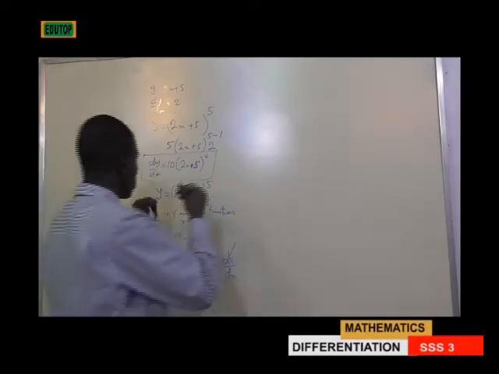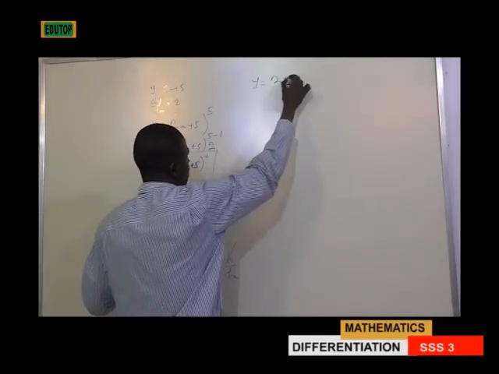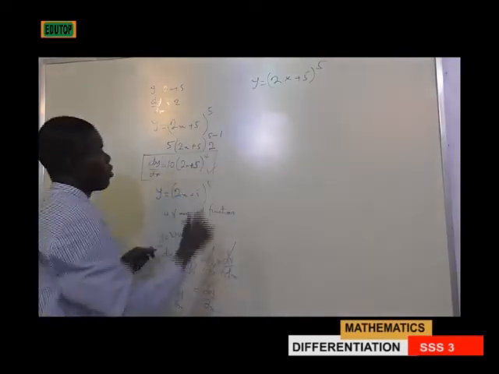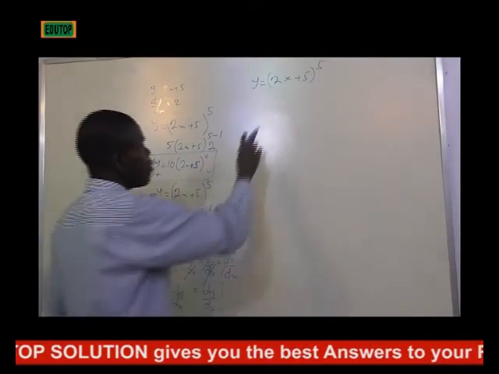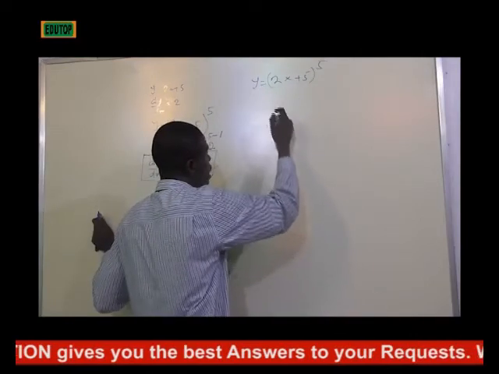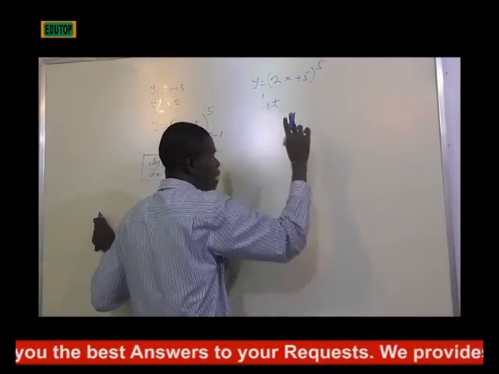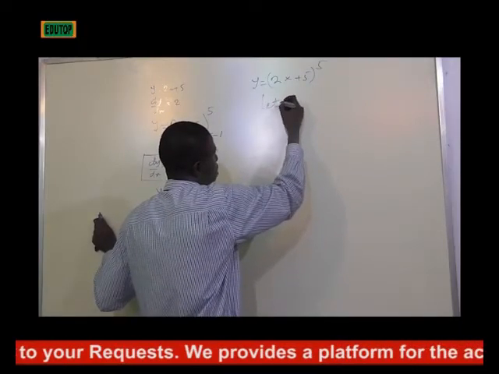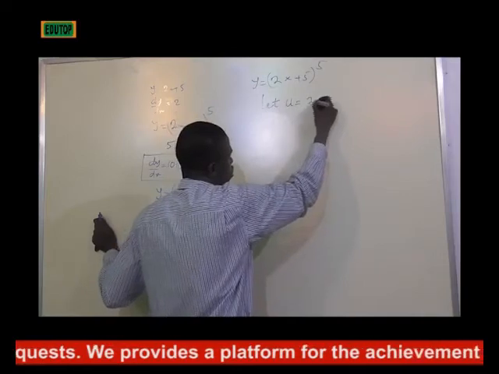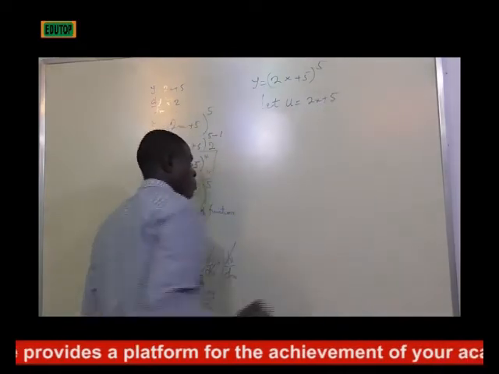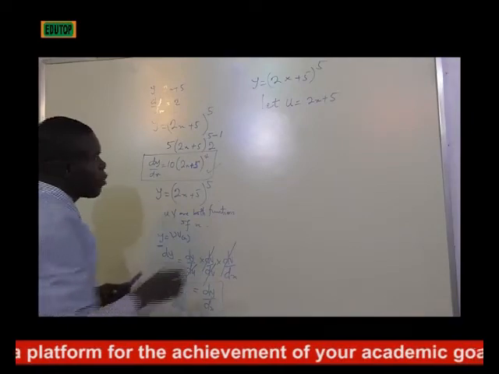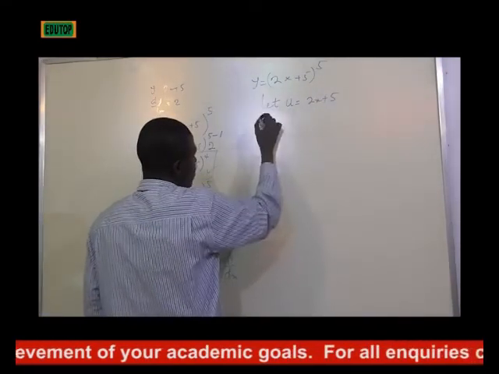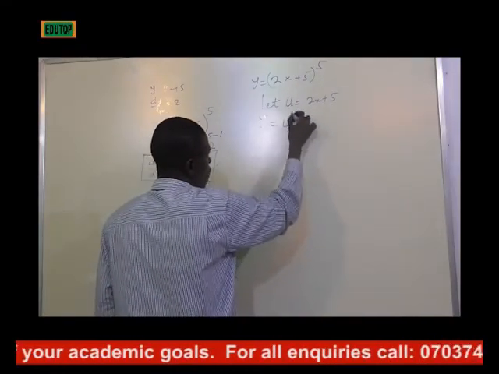So let's use function of function to differentiate this. y equals (2x plus 5) raised to the power 5. Mind you, we must have this as our result. So let's confirm whether this is correct. When you are given this, the first thing you have to do is to let a particular variable be equal to what you have inside this bracket. Let u be equal to 2x plus 5. That's the first step. And when this u is now equal to 2x plus 5, the whole of this becomes y equals u raised to the power 5.